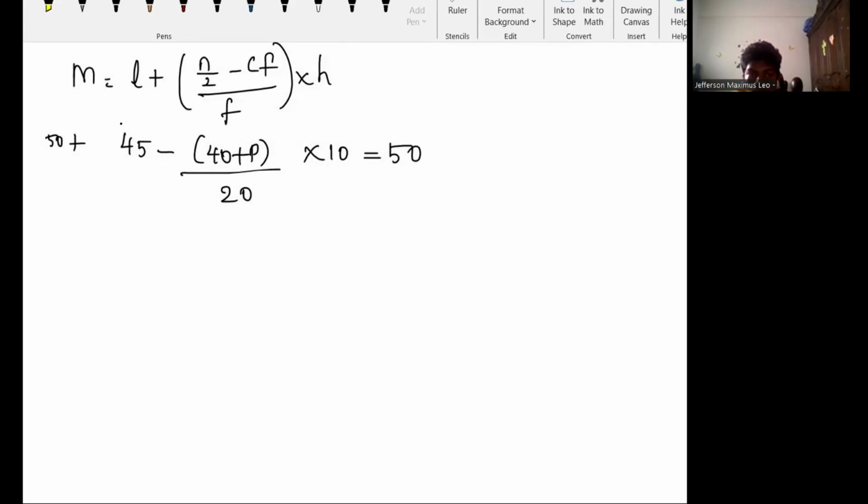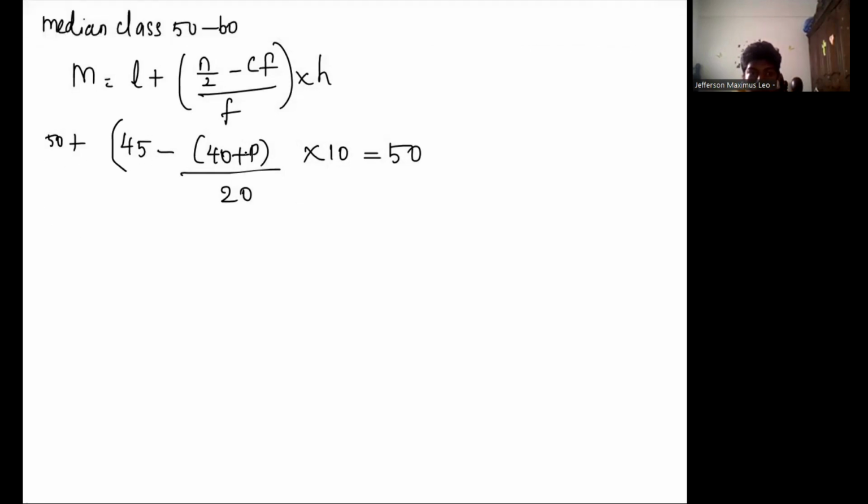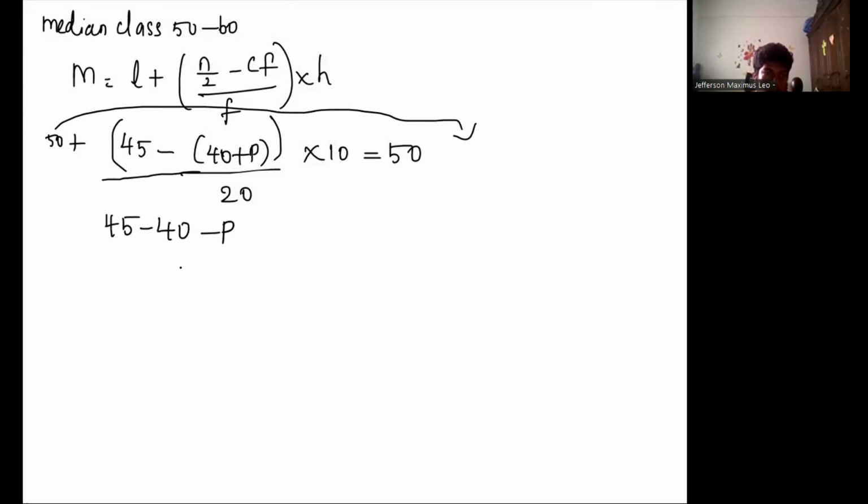L plus N by 2 minus CF, all by F, into H. So in the 50, I am taking it to the right side. 50 minus 50 becomes 0. So 45 minus 40 minus P by 20 times 10. Into 10. 50 minus 50 is 0.